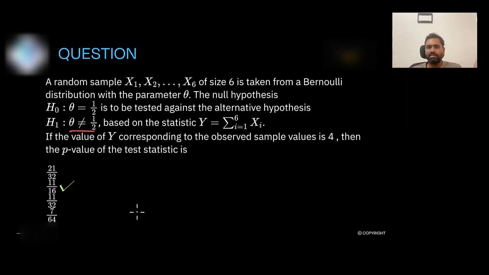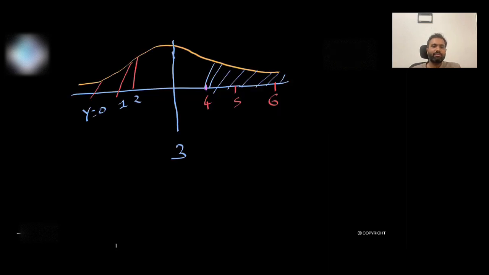6 binomial samples are there. Y is a binomial sample, where Y is the sum of X1, X2, up to X6, and what will be the p-value if Y equals 4, right? But the alternative hypothesis is not equal here. So if I draw the corresponding graph of this binomial sample, it's actually a discrete random variable, but I am drawing the corresponding continuous counterpart of this binomial PMF.